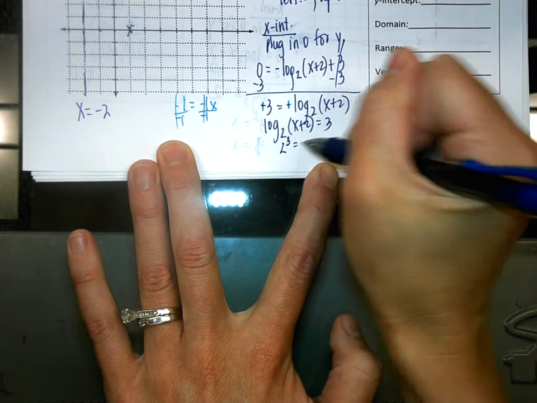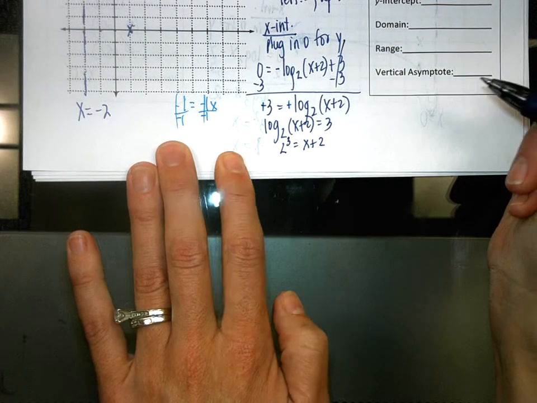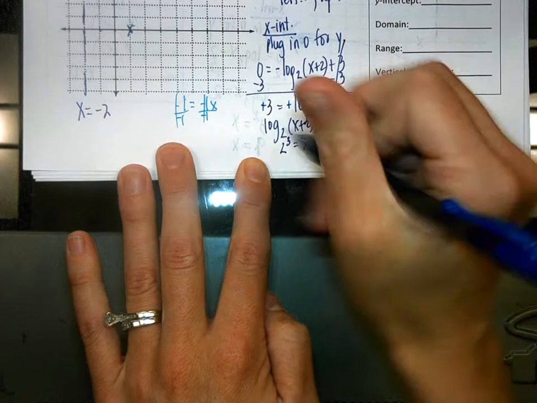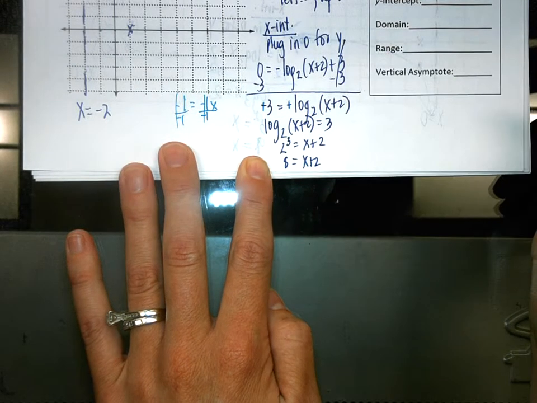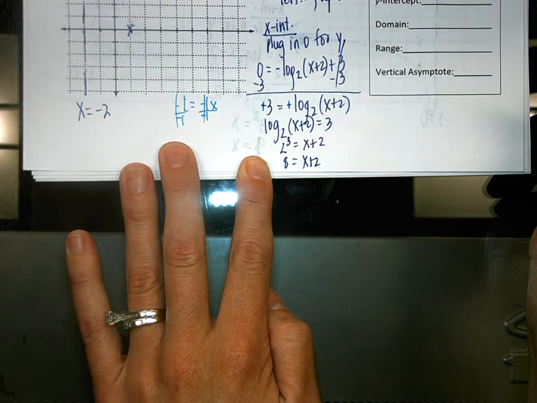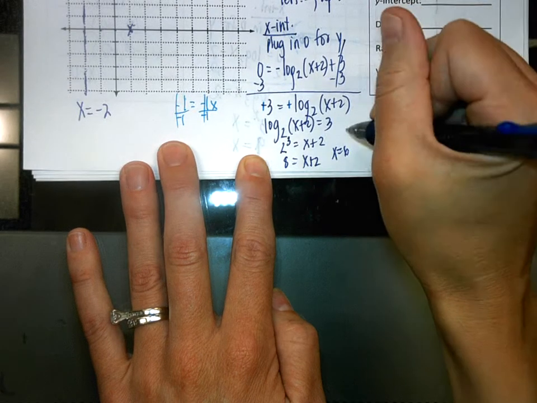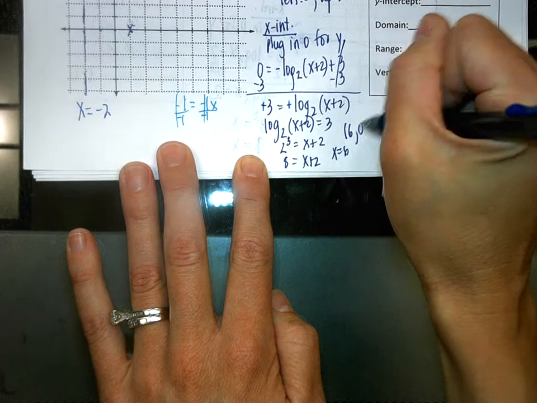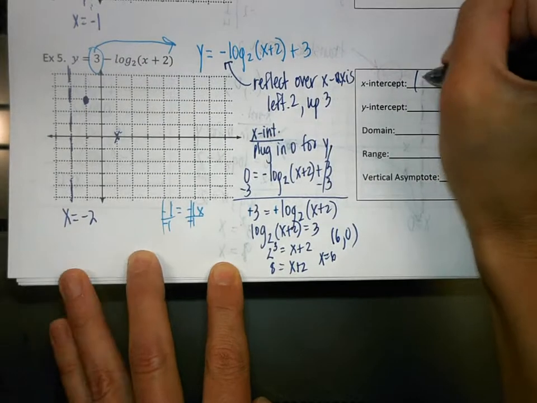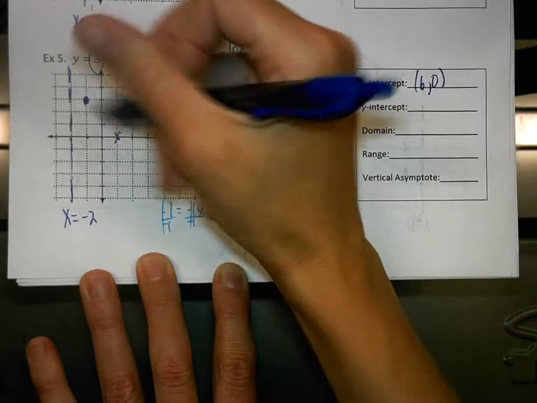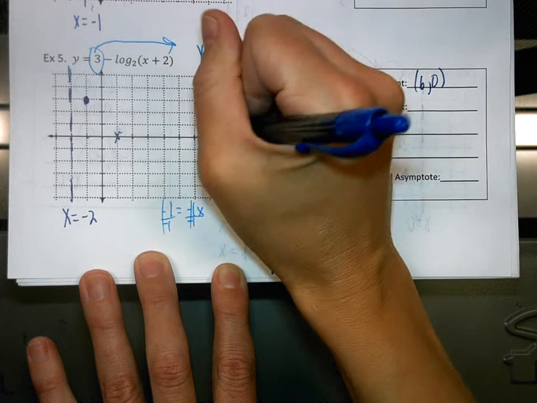Yep, 2 to the third equals x plus 2. What is 2 to the third power? 8. 8 equals x plus 2, and then you would subtract 2, which would give us x equal to what? 6. So my x-intercept is at (6, 0). So I'm going to write that over here. X-intercept, (6, 0). On the graph here, we're going to go right 1, 2, 3, 4, 5, 6, 0. There's my x-intercept.